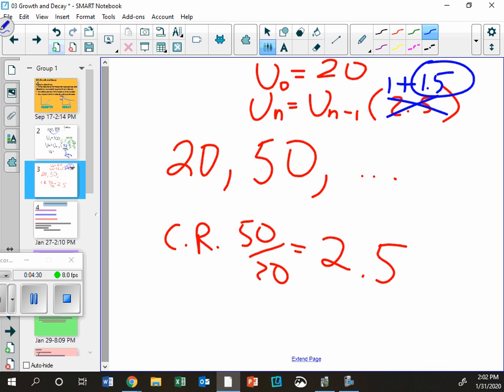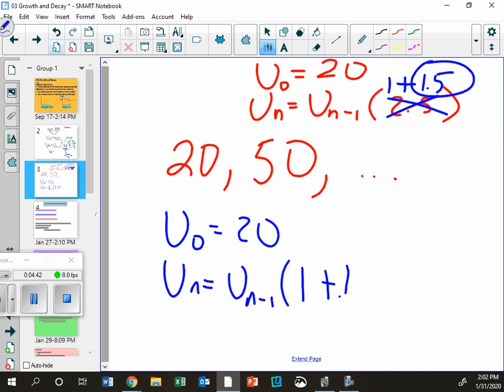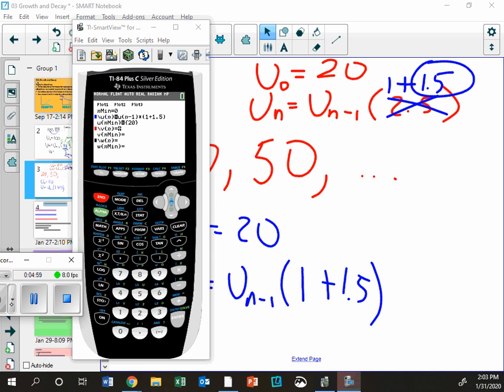Okay? So then if I put that in the calculator, I would have u0 equals 20, u sub n equals u sub n minus 1 times 1 plus 1.5, not 0.15, 1.5. Would you all please find the u sub 5? It's going to be a big number. Okay, here's what your equation should look like when you've got it in properly. We're starting with 20. We used n min as 0. If your n min still says 1, you didn't catch that I've been using u sub 0. You want to fix that. The top number should be a 0.